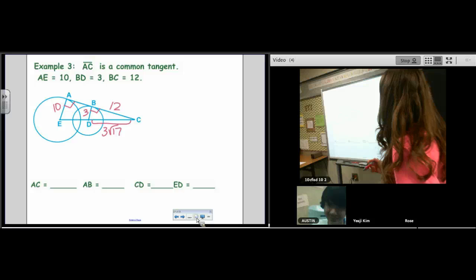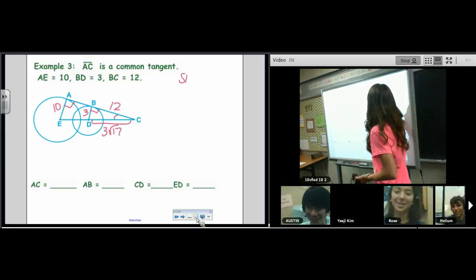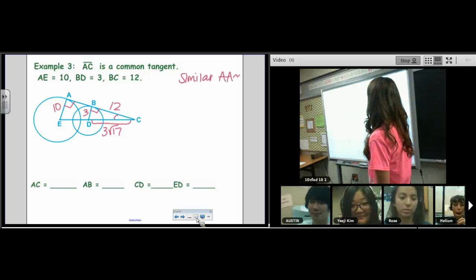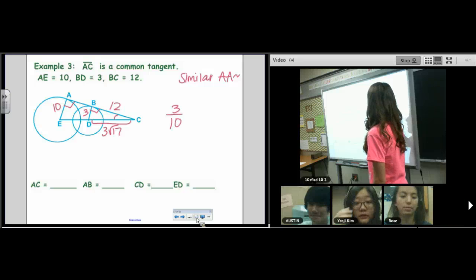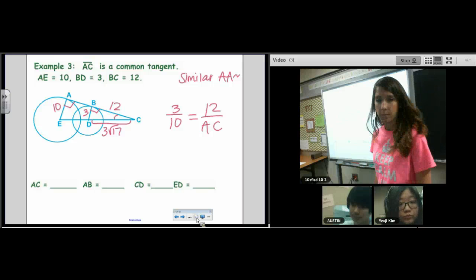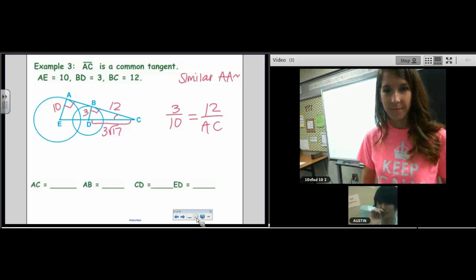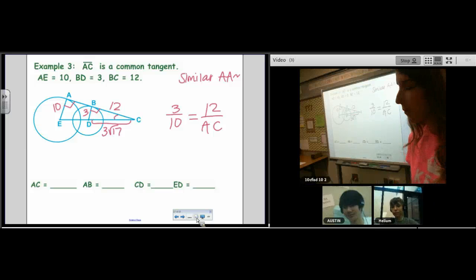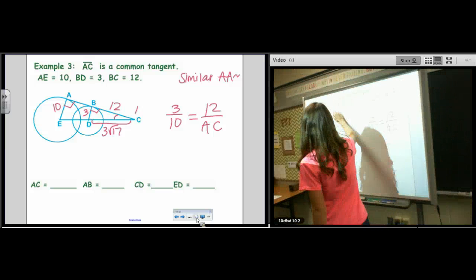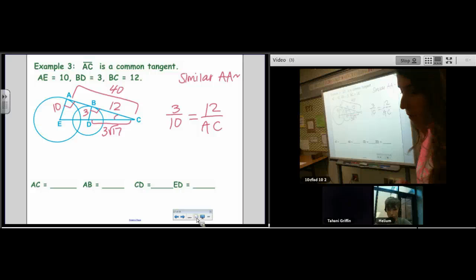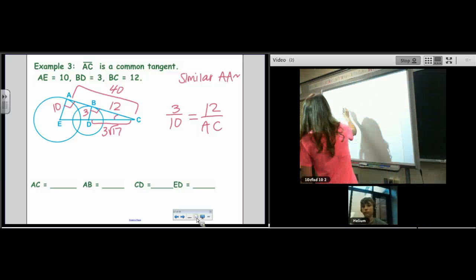So do y'all want to use similar triangles and do a proportion? These triangles are similar by angle-angle. So we can say 3 is to 10 as 12 is to AC. Is that okay? All right. So 10 times 12 divided by 3. AC is 40. 40 minus 12 will give us 28.